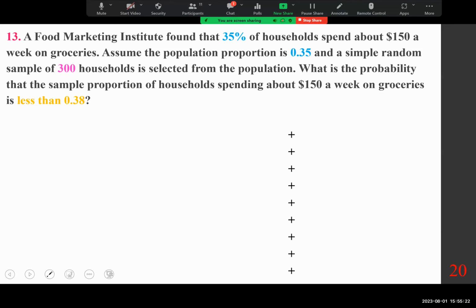Perfect. Well, let's see what's given. We have a couple of different ways of approaching it. Number one, 35% of the households spend about $150 a week on groceries. So this is a binomial distribution with P being 0.35. And we are looking at n of 300. So there are two different approaches, and I'm going to show you quickly.